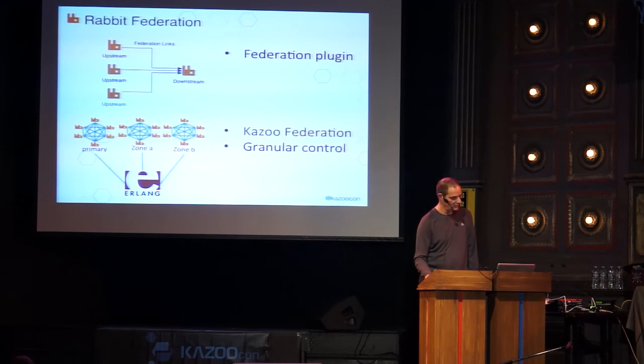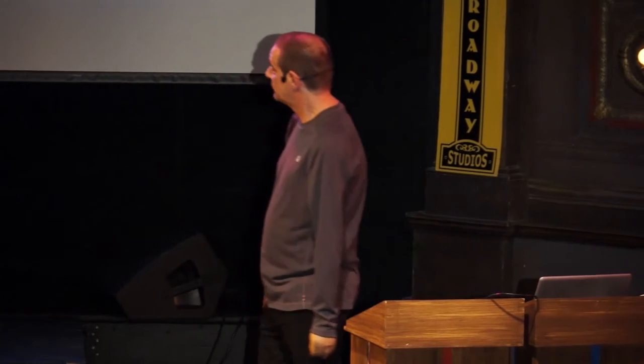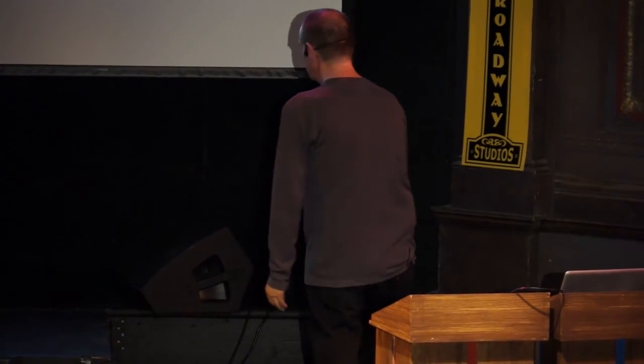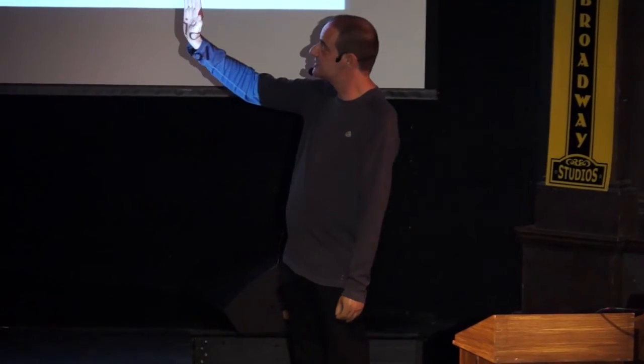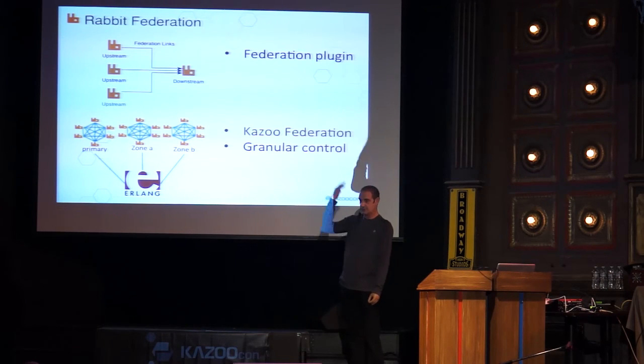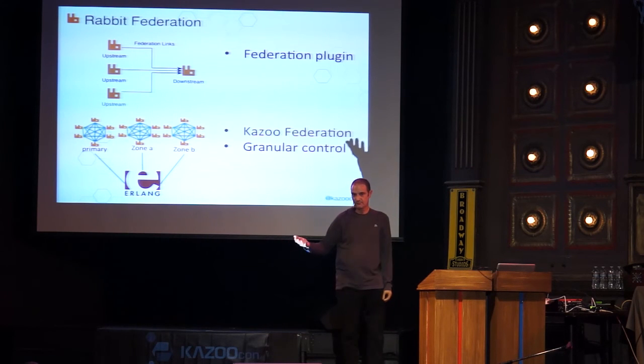So, what about federation? There's a federation plugin out of the box on RabbitMQ. Probably you already know this. What you don't know is that the way it works is that it configures upstream servers and pulls the messages down to one server. And then you will have one consumer going to the downstream, and it will consume the messages from the upstream. And this is how it works, right?